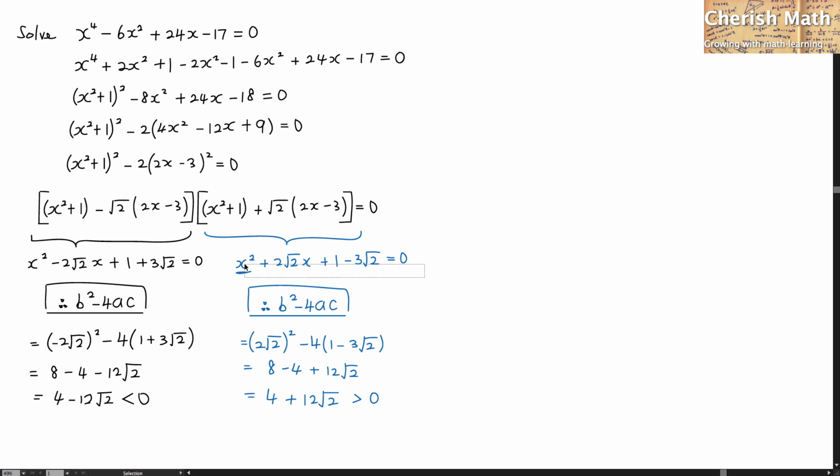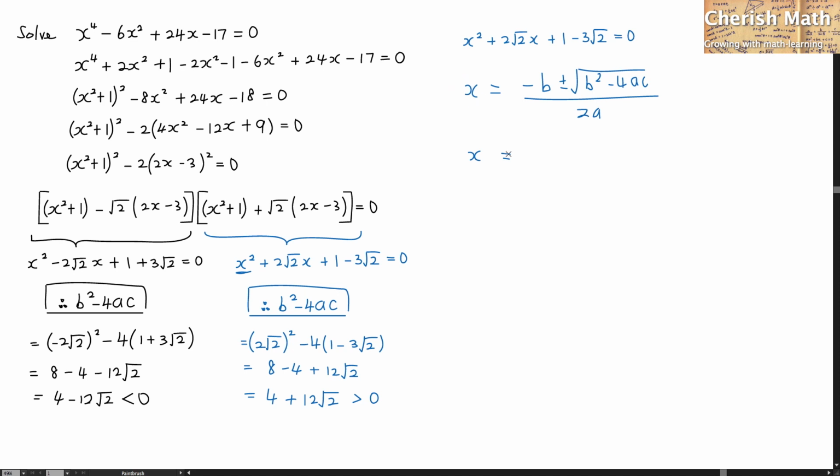The value of x is solvable for this part, so my work here is to focus on this portion. And to find the value of x here, I will have to use the quadratic formula, which is x equals negative b plus or minus the square root of b squared minus 4ac, divided by 2a. And I'm going to fill in the values of b, a, c in this equation in order to get the value of x.